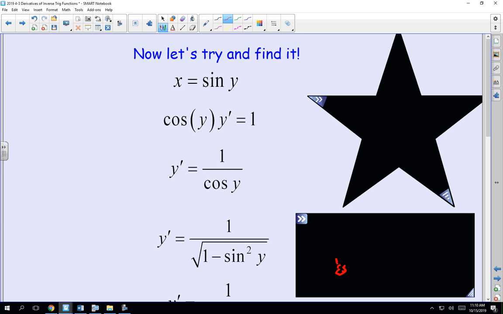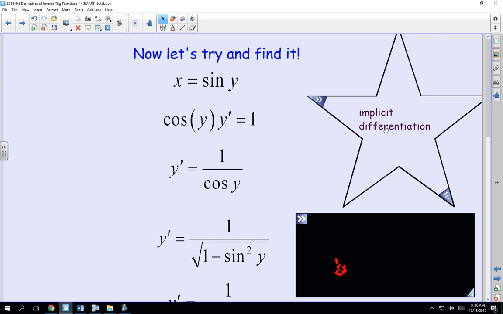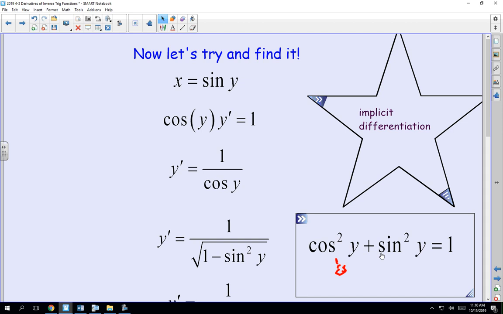Well, here's the deal. Here's where the stars come in. Implicit differentiation was the first thing. We got that. The second thing here is that we have an identity. Probably the most used identity in calculus from last year is this one: cosine squared y plus sine squared y equals 1. If you solve this for cosine y, it looks like this. Then you take the square root of each side, and we're only taking the positive square root.